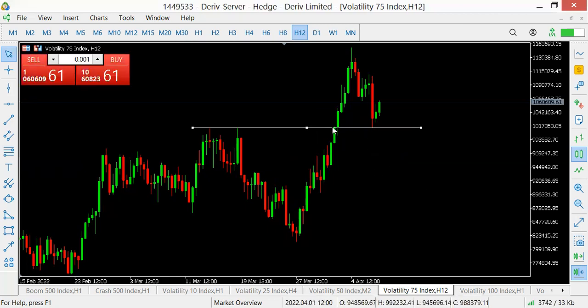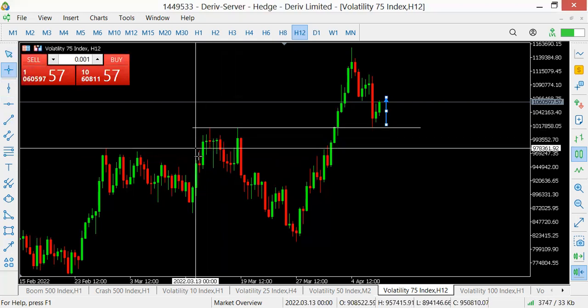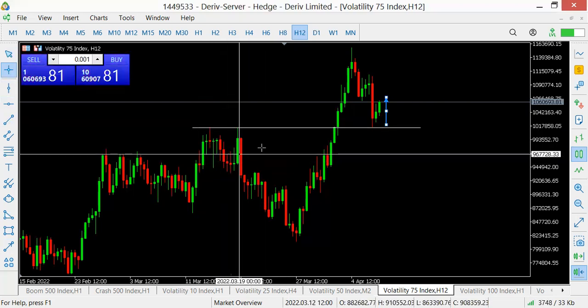But quickly, let's do a breakdown of the V75 index. As you can see on the daily time frame, the V75 index is bullish, reason being that it is reacting from this pivot zone. This is a pivot zone in the market.